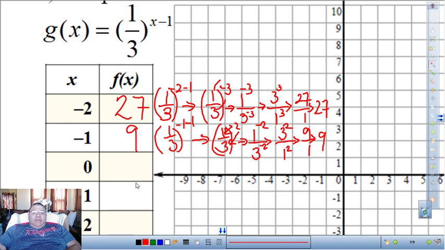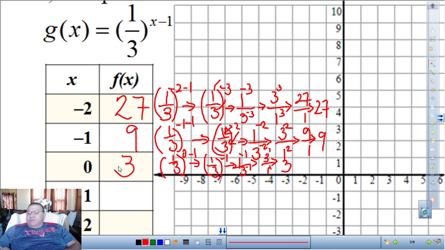All right, next one, this one. Let's do 1/3, and we got 0 minus 1, which is 1/3 to the negative 1. Distribute. 1 to the negative 1, 3 to the negative 1, which is 3 to the first over 1 to the first, which is 3. That goes right there.